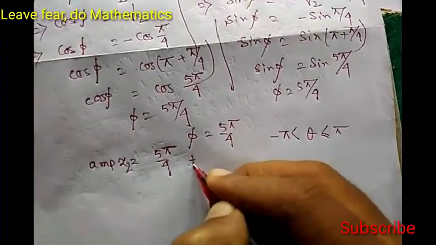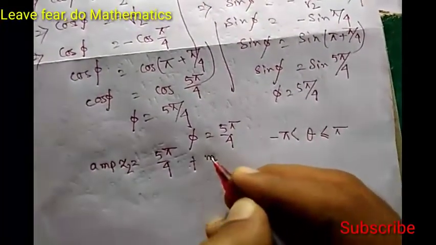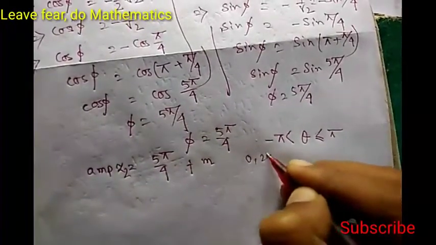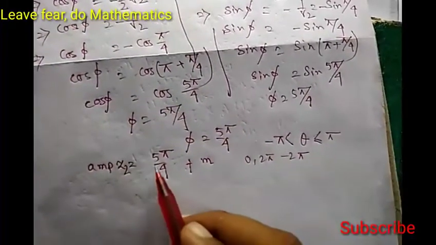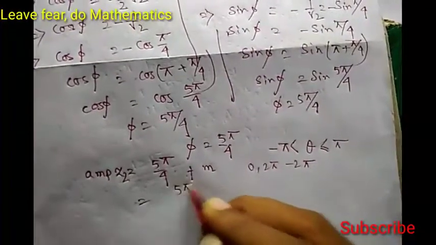So what will be the amplitude? Amplitude is theta plus m, where m's value will be 0, 2 pi or minus 2 pi. Here if we add 2 pi, it will increase again, but it is already greater than pi, so we have to subtract 2 pi. So the amplitude will be 5 pi by 4 minus 2 pi, that means (5 pi minus 8 pi) by 4, which equals minus 3 pi by 4.